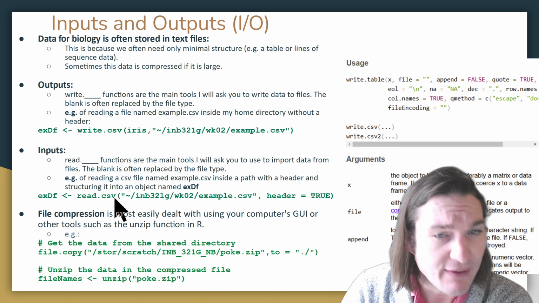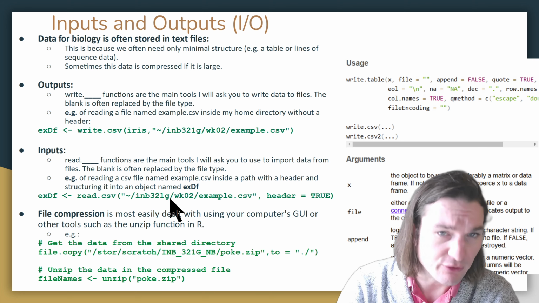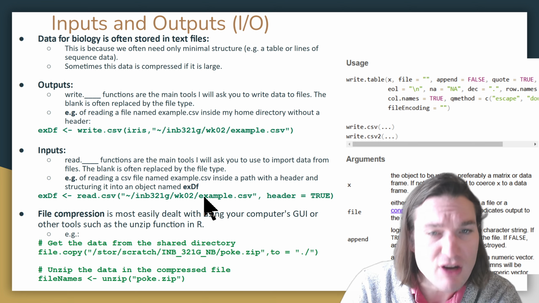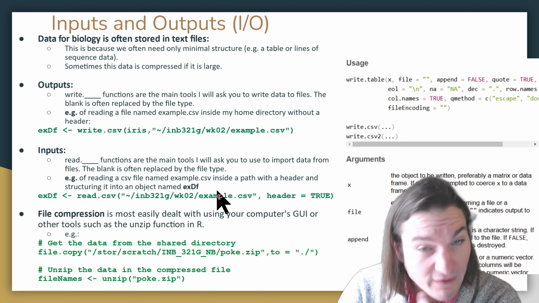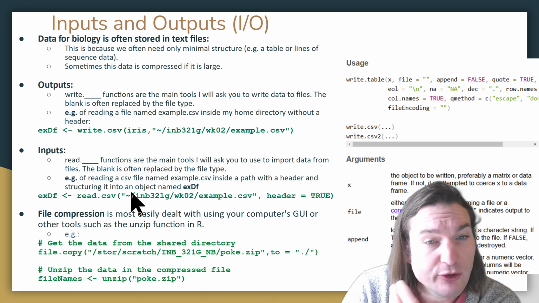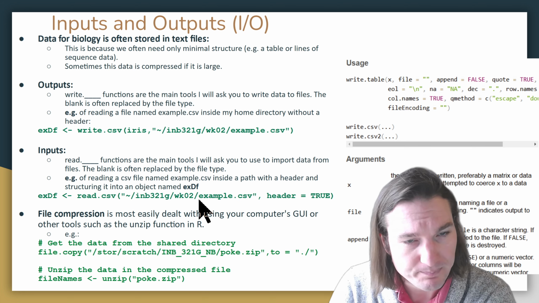Read reads the file into memory. And so if my working directory was INB321G, week 02, I could just say example.csv. If that wasn't my working directory, I could use the absolute path and R would still find it as long as it was the right path.